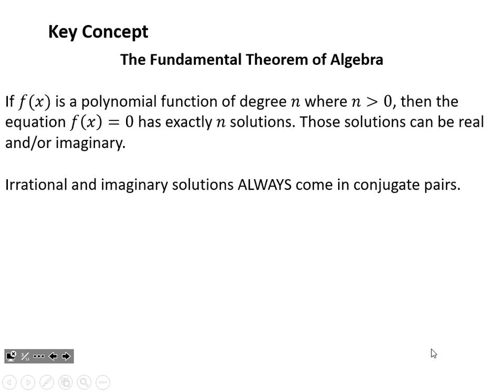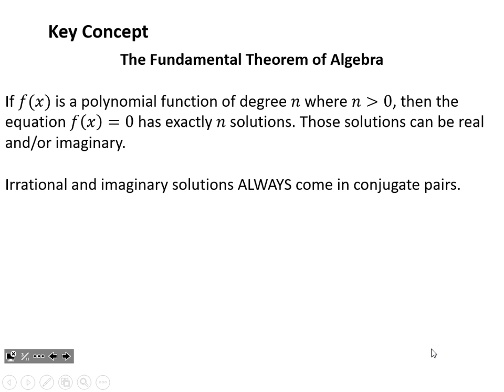All right, so these solutions can be real or imaginary, and we may also find that we get irrational and imaginary solutions. Those always come in conjugate pairs. If we think about the quadratic formula, plus or minus the square root, that's where we would get imaginary, that's where we would get irrational solutions. They're always trailing that plus or minus.